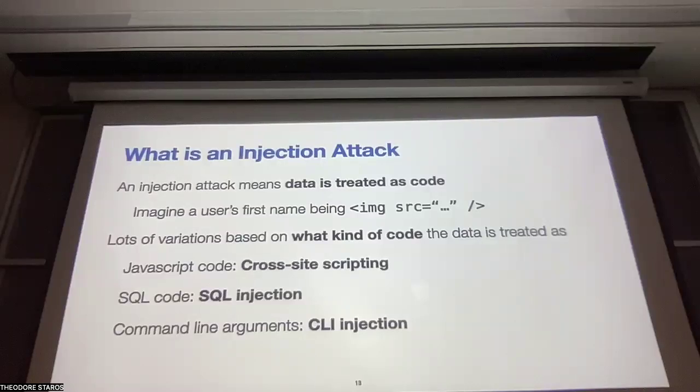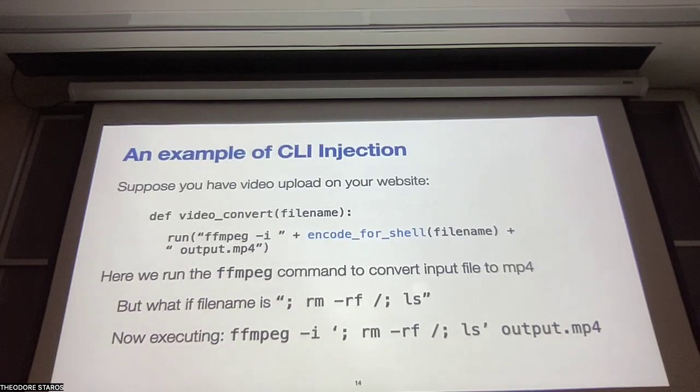So here's what an injection attack is. It's when you generate a string, you intend that string to contain data, but it is interpreted as if it contains code. And the variations of this attack depend on what kind of code it's interpreted as. So let me look at an example, and here I've chosen an example that's not the most standard one, so it's hopefully something you haven't seen. Here's something that you might have in your application.